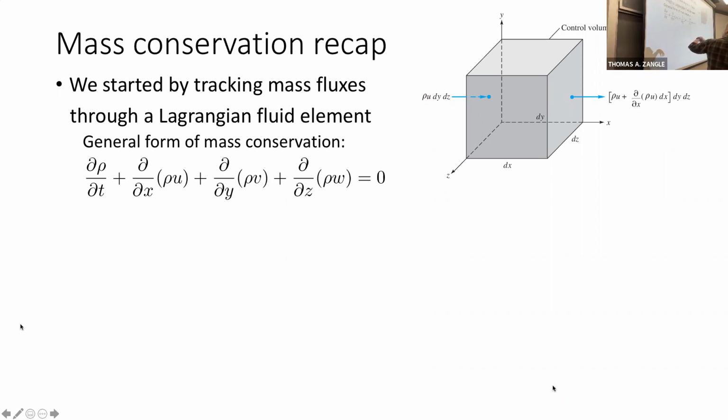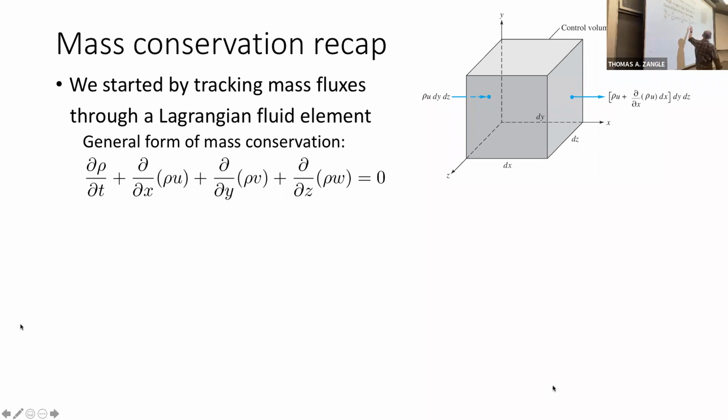So just to recap where we were on Friday, we started by tracking mass fluxes through a differential element, right? This is some small element of the fluid, and we tracked mass fluxes into and out of this element. By tracking mass fluxes and applying the condition of mass conservation, right, mass is conserved, we set all of the accumulation within the control volume as well as the net flux in or out equal to 0.